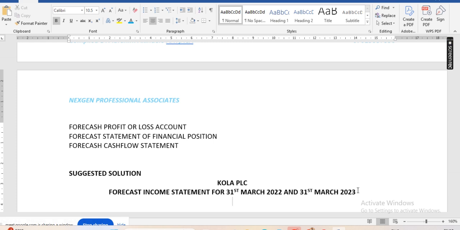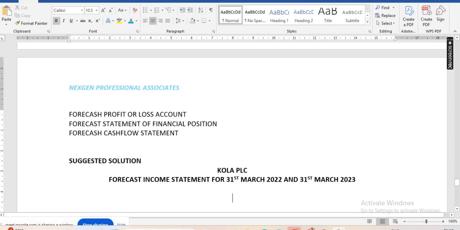Okay. So forecast income statement for 31st March 2022 and 2023. When you want to do that, you have to do your table. We must finish this question tonight, so please. That is why I needed to start the class early, so we can finish it. Let me abbreviate 2022, then 31st March 2023.